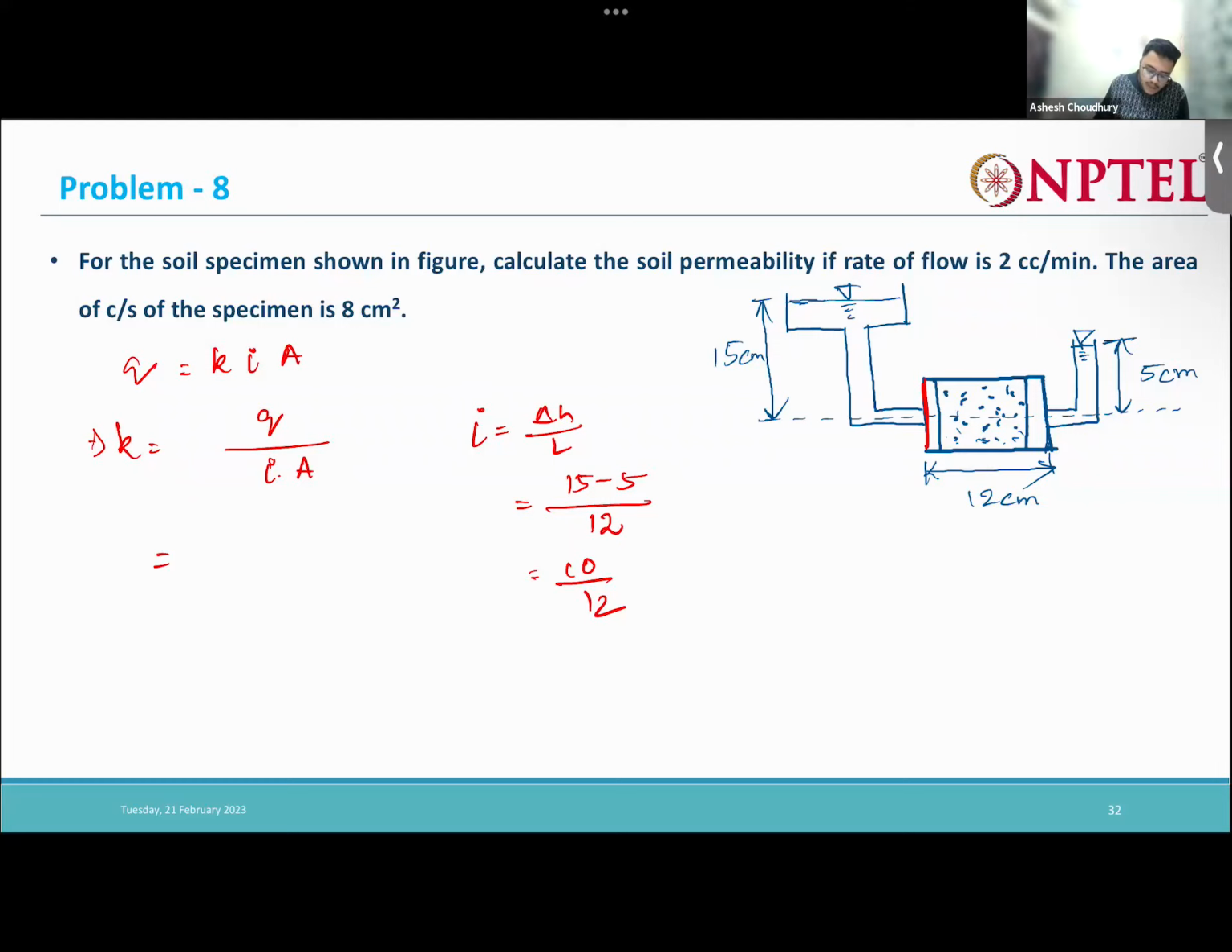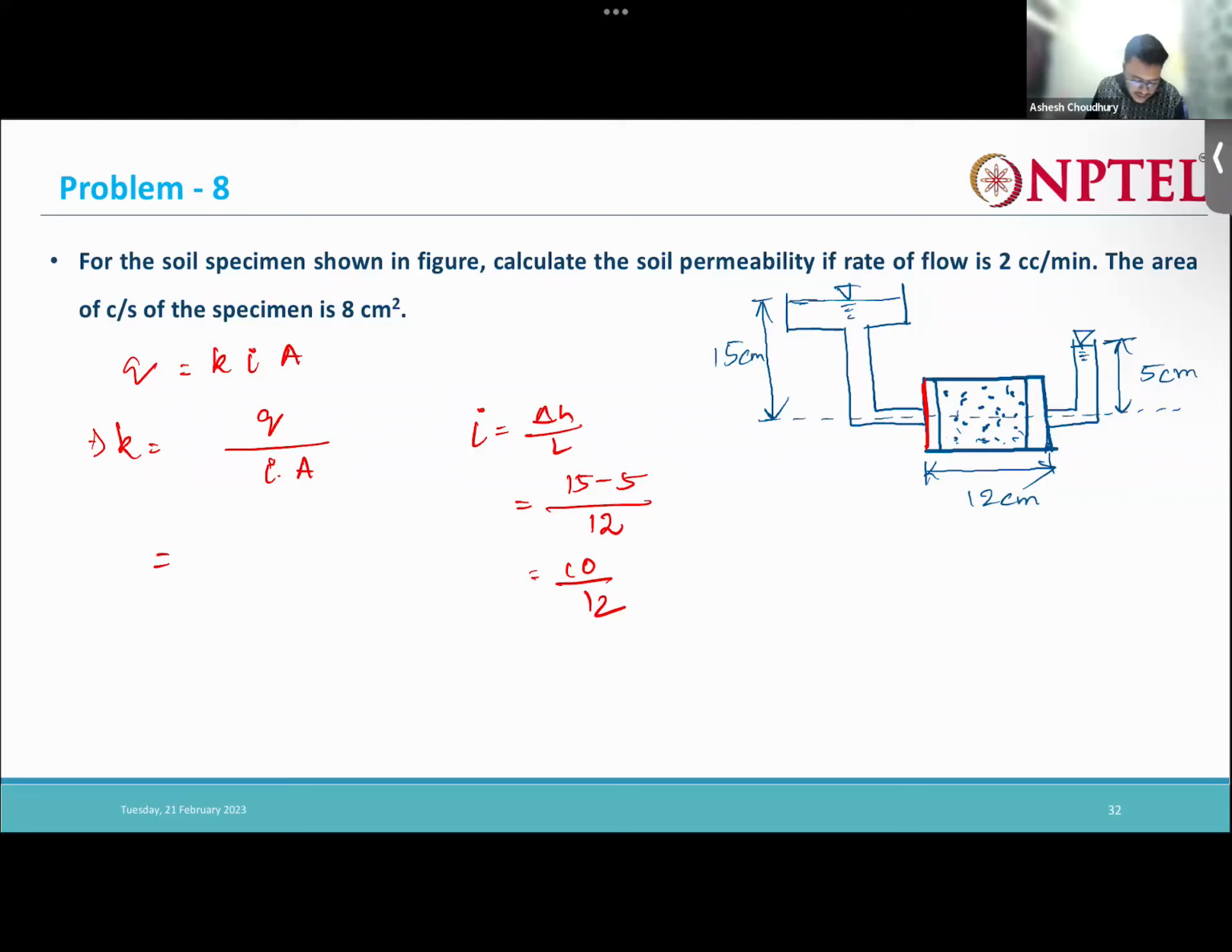Now we can calculate the coefficient of permeability, same as before, k equals Q by iA. Q is 0.75, i is 6.67, and the cross-sectional area is 50. So the answer is 2.25 times 10 to the power minus 3 centimeters per second. This is the coefficient of permeability.